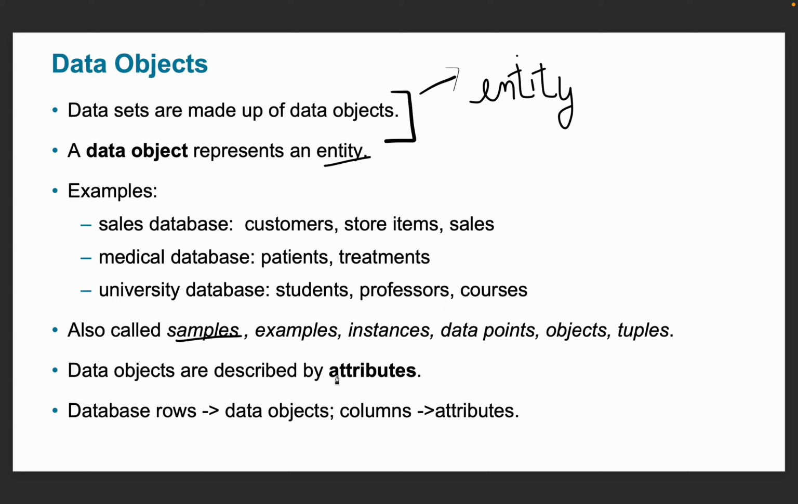Data objects are described by attributes, like the row value changes as the column value changes. For every student we have a different height, a different age. So our data objects are described by the attributes. Database rows are the data objects, columns are attributes.